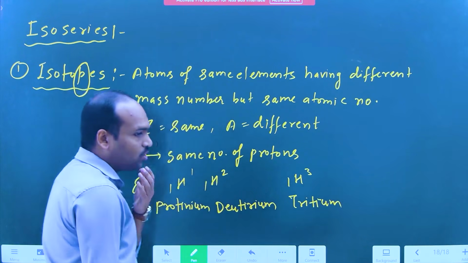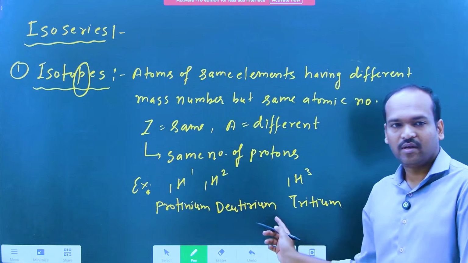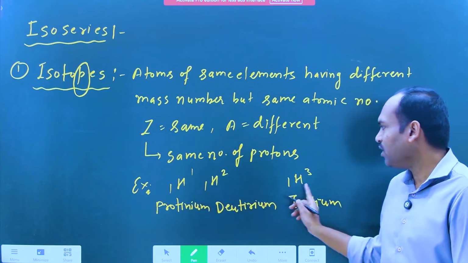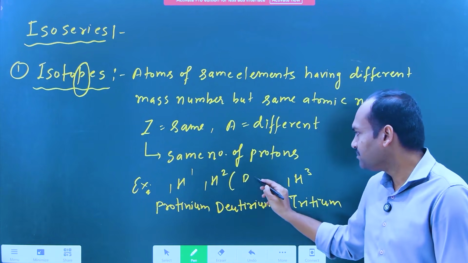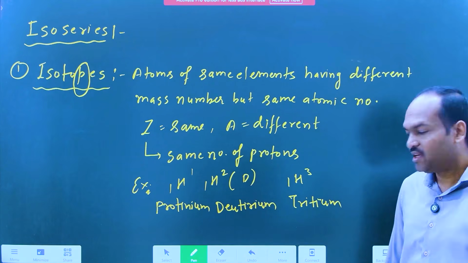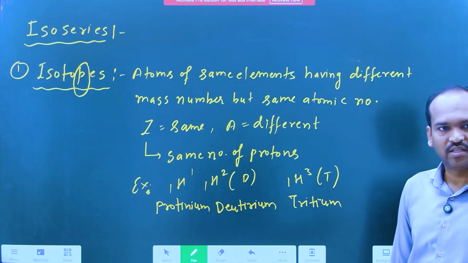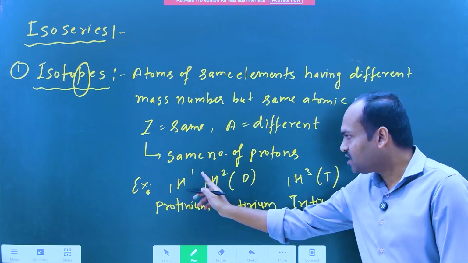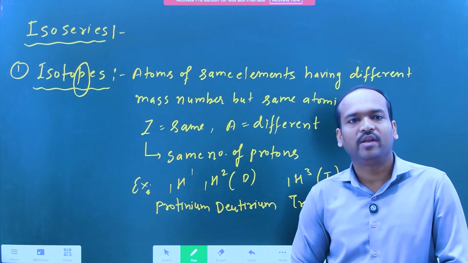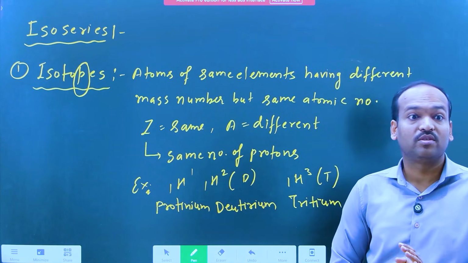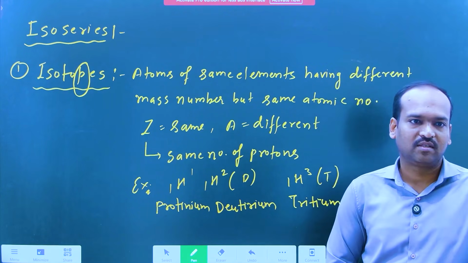Can you calculate the number of protons here? The number of protons is 1, 1 and 1. Deuterium's symbol can also be D, and tritium's symbol is T. So for 1H1, how many neutrons are present in protium? Zero. It is the only atom where no neutron is present.